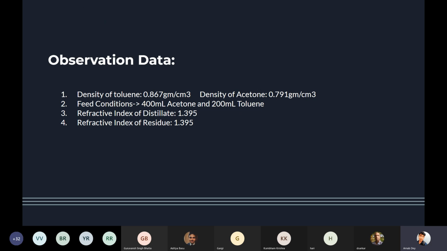So these are the observation data, the densities and the feed conditions. 400 ml of acetone and 200 ml of toluene as feed we will pour into the distillation flask, and we will allow it to distill until one third of it has been distilled, and then we will observe. Then we'll determine the refractive index of the distillate and the refractive index of the residue. So these are the observation data we have performed in the lab.